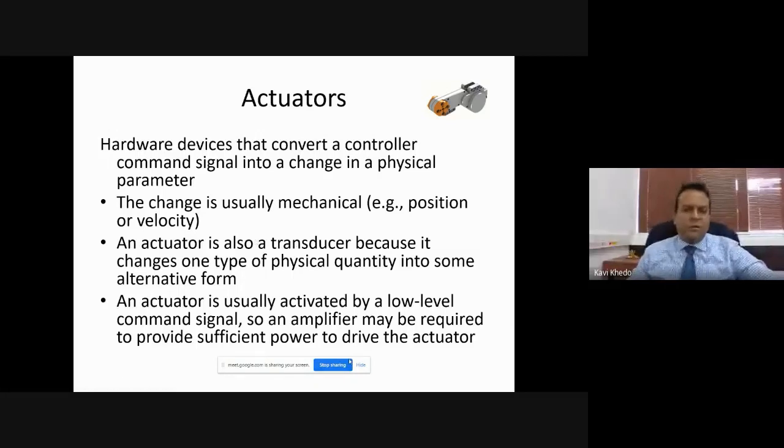An actuator is usually activated by a low-level command signal. You need to transmit some voltage level to the actuator. So an amplifier may be required to provide sufficient power to drive the actuator. A sensor can be very low power because it is just sensing, reading. But with an actuator, we have to perform an action in the real world, for example lifting something, lifting a car, which can be very challenging. So you will need to provide the necessary power in order to move the actuator.